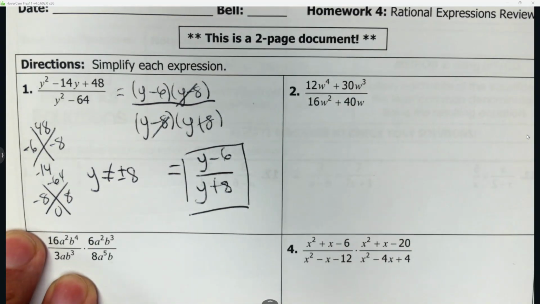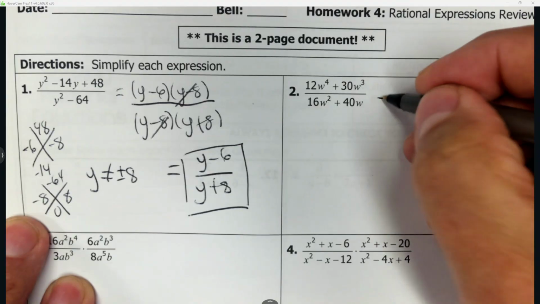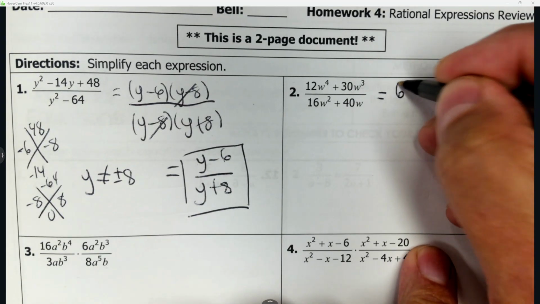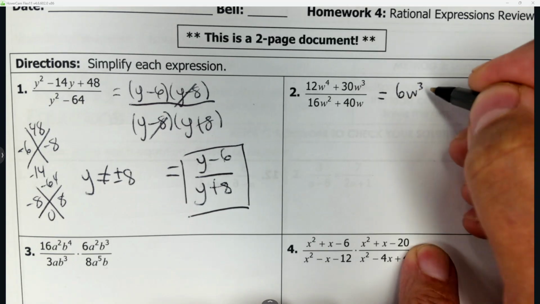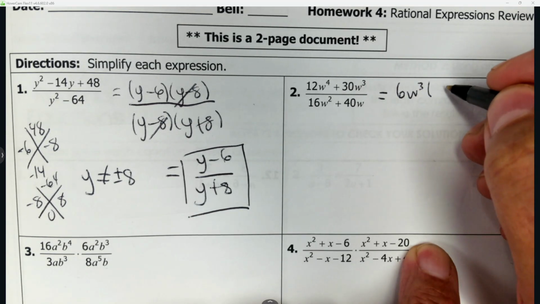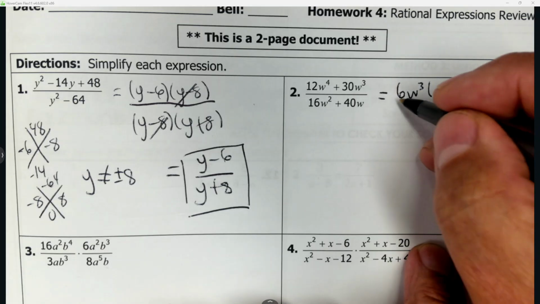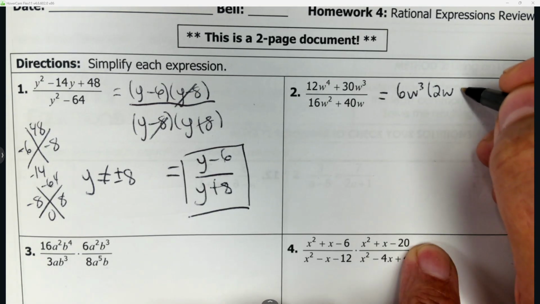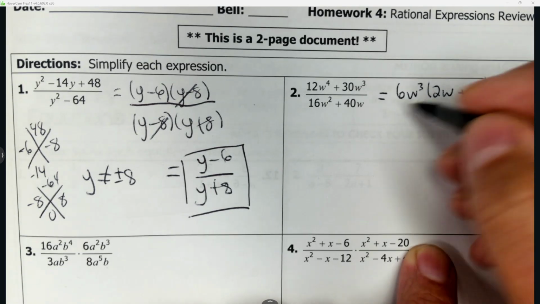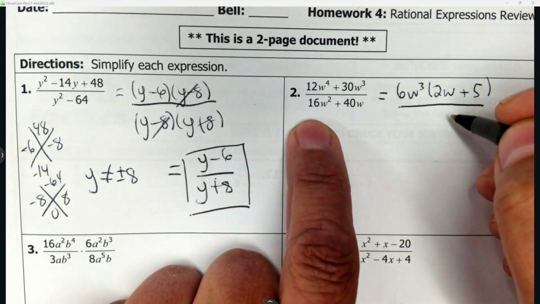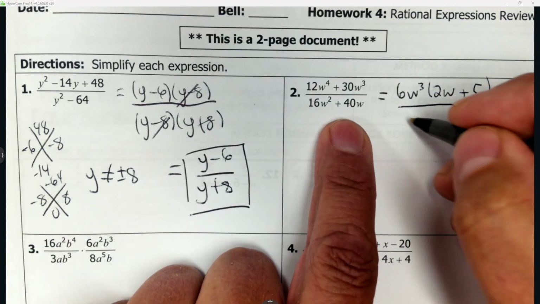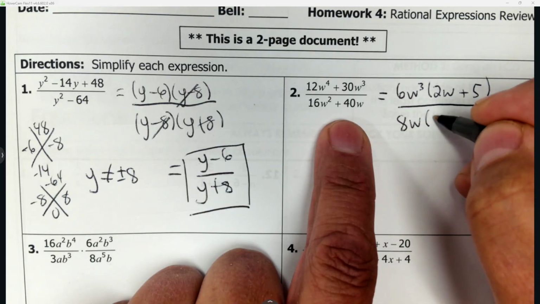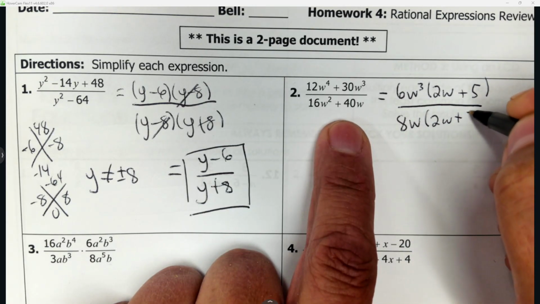All right, we're going to do this again. Number 2, we're going to factor. So the biggest number that goes into 12 and 30 is 6. And they have at least 3 W's. So 6W^3. You can reverse distribute this. So 6W^3 times what is 12W^4. Same thing here. We can reverse it. That's 5. In the denominator, the biggest number that goes into 16 and 40 is 8W. And then multiply, and that would give you 2W plus 5.